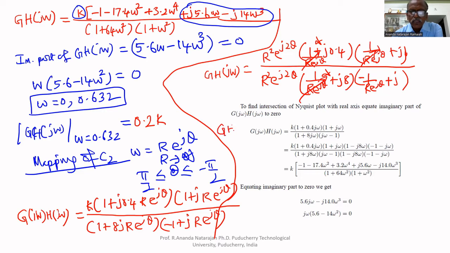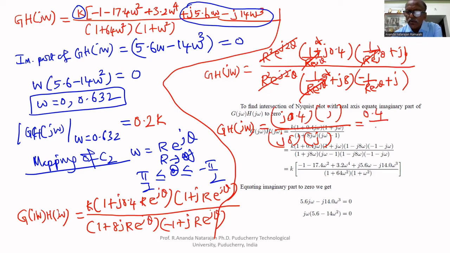Therefore, in G(jω)H(jω) the re^(jθ) terms also get cancelled. Finally you will get j0.4 multiplied by j upon j8 multiplied by j. All the j's get cancelled. Therefore, you are getting 0.4 divided by 8. In addition, you are having K. That is equal to 0.05K.